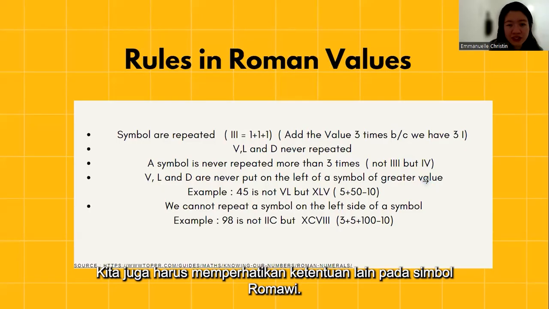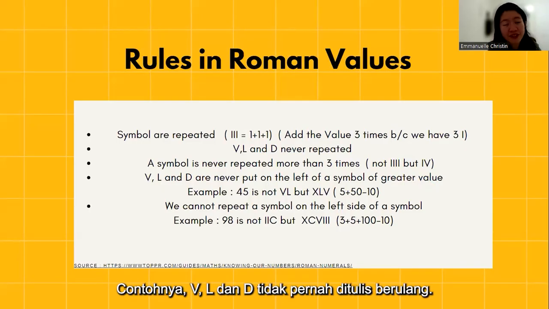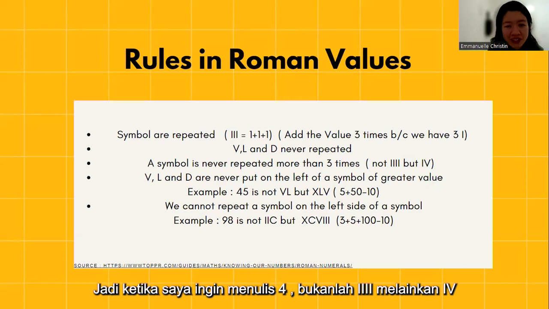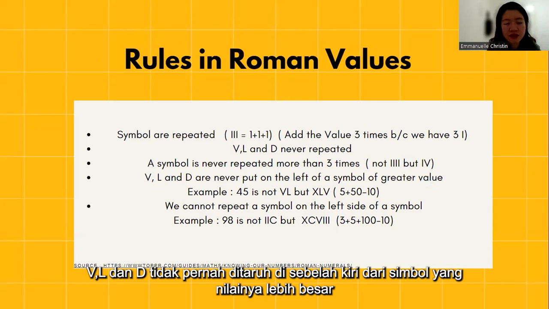We also consider other rules of Roman values. For example, V, L, and D are never repeated. A symbol is never repeated more than three times. So when I want to write 4, it's not IIII, but it's I and then V. V, L, and D are never put on the left of a symbol of greater value.